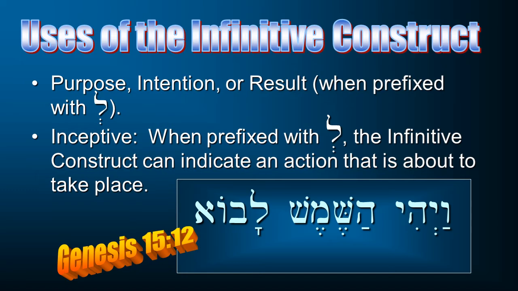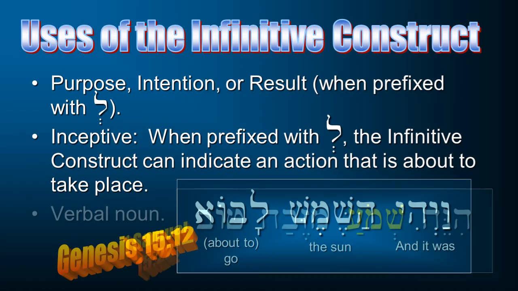This is where God is approaching Abraham, vayhi, and it came about, hashemesh, the sun, lavo. The sun was about to go, and of course we say it was about to go down. That's the way we describe it. The sun was about to disappear. It was going down. It was setting, and the sun isn't intentional about it. The sun's just happening, but it's about to happen, and that's the reflection of the infinitive construct.